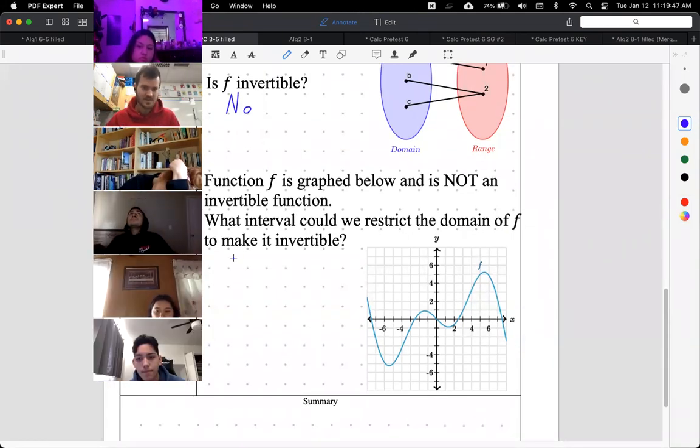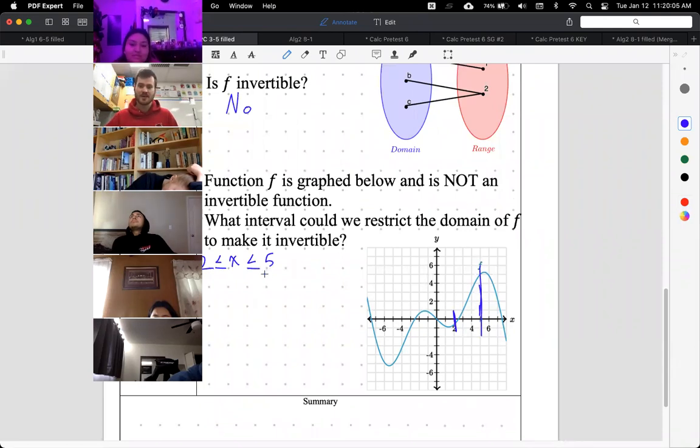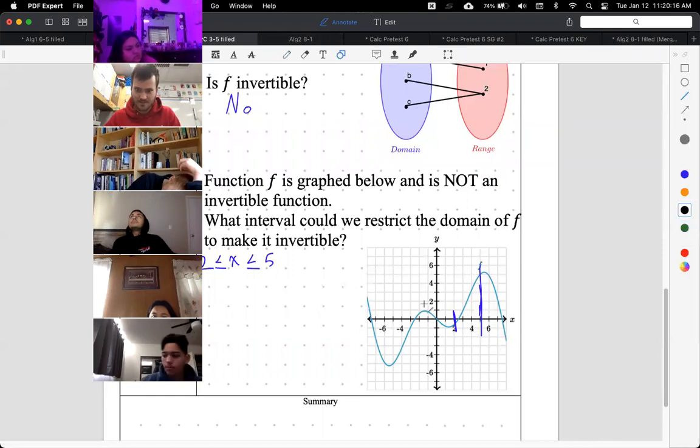And I'm going to give my range in inequality notation. So I'm going to say x is between these 2 values. If I chose, I don't know, between 2 and 5, that would make it invertible because between these 2 lines, the horizontal line test will make this function pass. No matter where I draw this horizontal line in this interval, it will only touch the line once, only if I restrict the domain between 2 and 5.